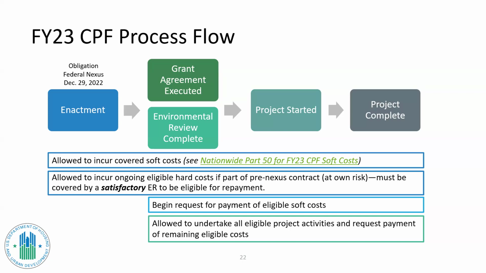So key takeaway here for fiscal 23: grantees are allowed to incur soft costs from the date of enactment, December 29, 2022, but these must be those soft costs that are covered by HUD's Part 50 nationwide environmental review for CPF soft costs. If you have soft costs that are covered by HUD's Part 50, those can be incurred. Again, if you have soft costs that are not part of that Part 50, you need to complete that separate review.